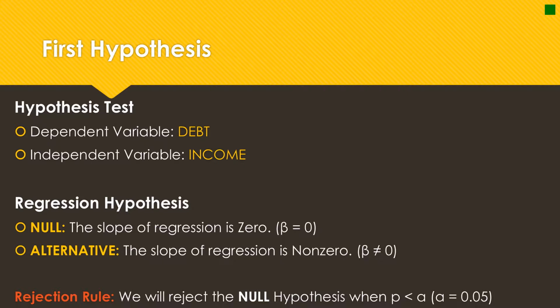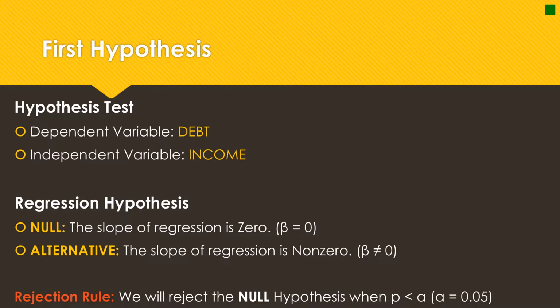So what is a regression hypothesis? The slope of regression is 0. Beta means the slope of regression. So the null hypothesis will be beta is equal to 0. And the alternative hypothesis, which is always opposite to the null hypothesis, says beta is not equal to 0.